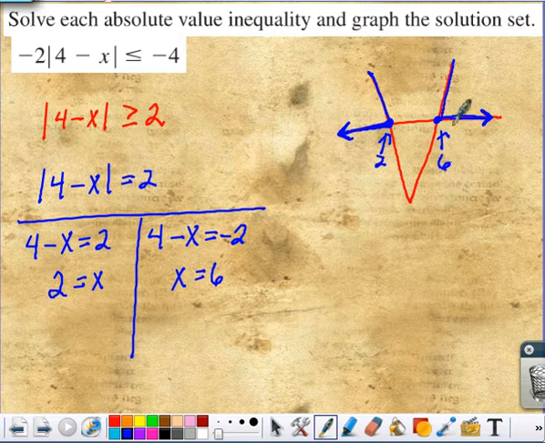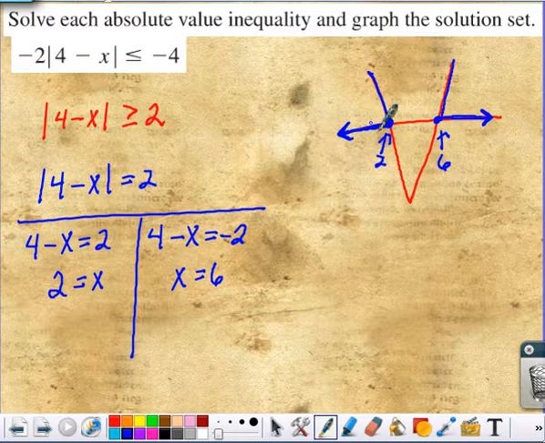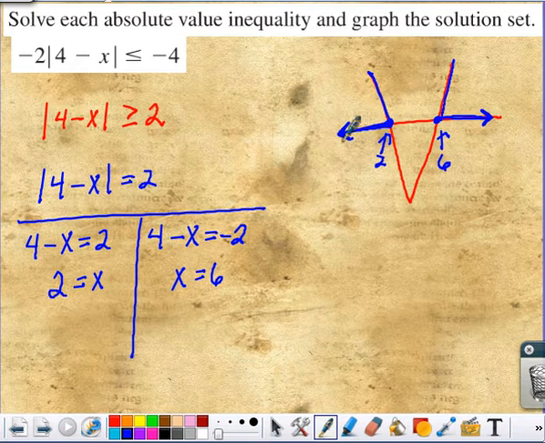I changed that now, 6. My solutions are all the numbers to the left of 2, because again, we're looking for where the V is above this line. Here's 2, here's 6. Everywhere to the left of 2, it's above it. Anywhere to the right of 6, it's above it. That'd be all values from negative infinity. That's that arrow. Goes forever. From negative infinity up to 2.